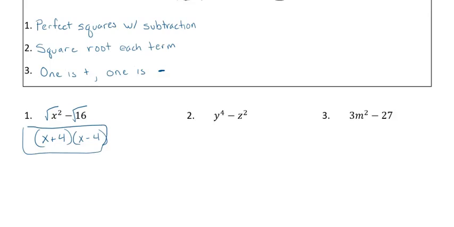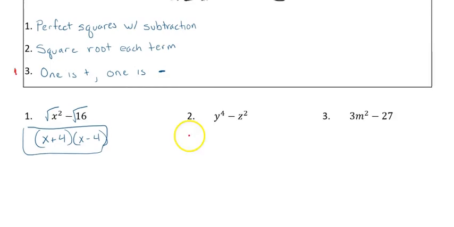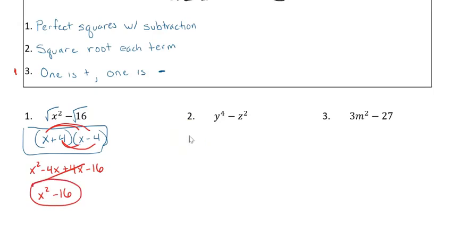And the way that we know it's fully factored is if I were to go backwards and distribute this out, I should end up with my original problem. So x times x is x squared. X times negative 4 is negative 4x. 4 times x is positive 4x, and 4 times negative 4 is negative 16. Then when I combine my like terms, negative 4x plus 4x is 0, so I'm left with x squared minus 16. And that's how you know you have factored correctly. If you multiply them back out, you should get the original problem as the answer.